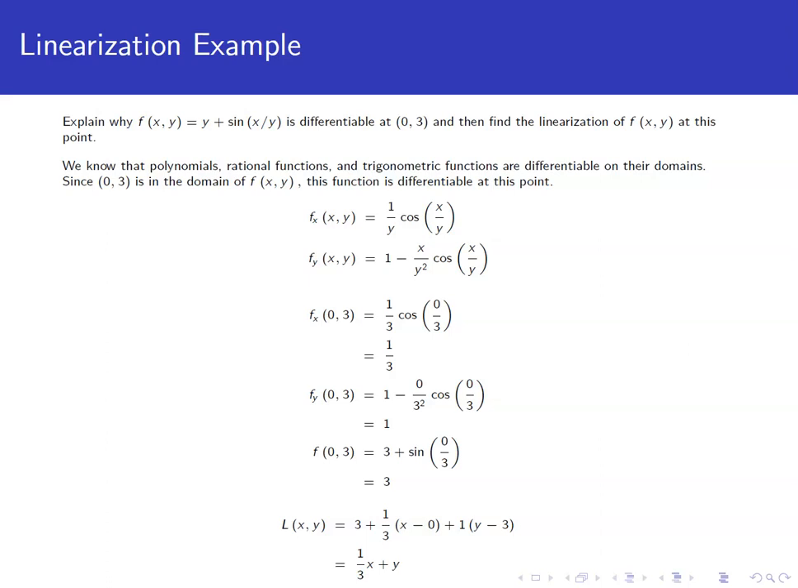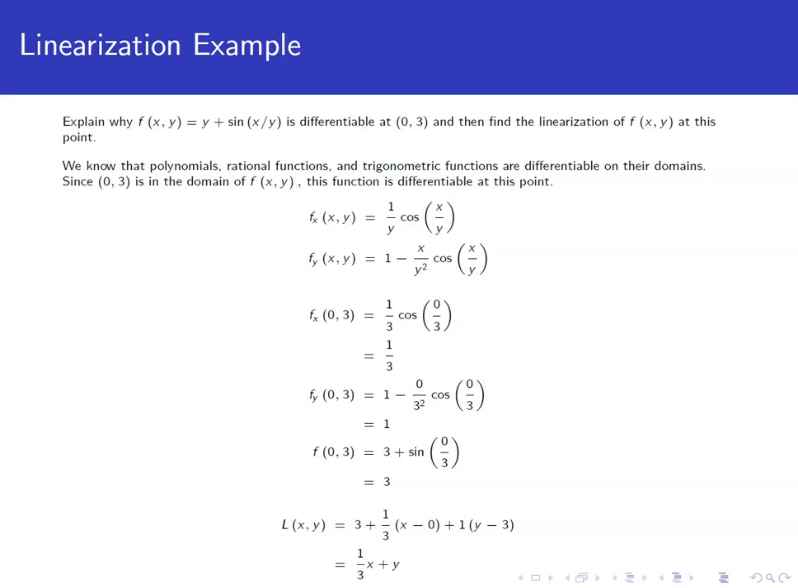So this is a sum of a polynomial, y, and a composition of a trig function and a rational function. We have absolutely no issues with differentiability unless we try to plug in 0 for y, because every function there is a quote-unquote nice function. So, in particular, we notice that we can put the point (0, 3) into the function. We have no issues with that. Since that point's in the domain and the function's not a crazy function, it's differentiable at that point.